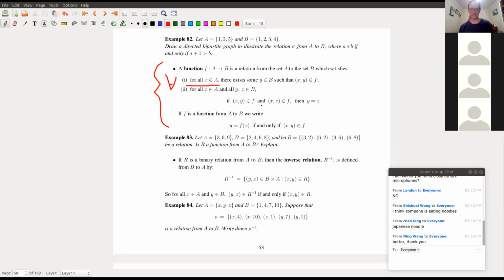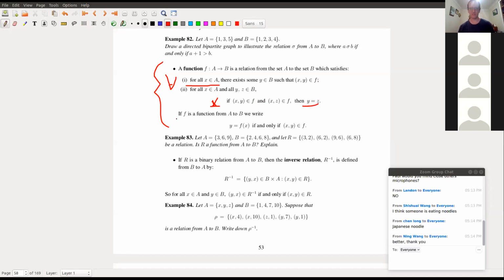And these are the two things together. So if (x, y) and (x, z) are elements of f, then y equals z. Saying this out loud, this one in particular: for all y and z elements of B, if (x, y) and (x, z) are elements of f, then y equals z. So the equality is really important here.